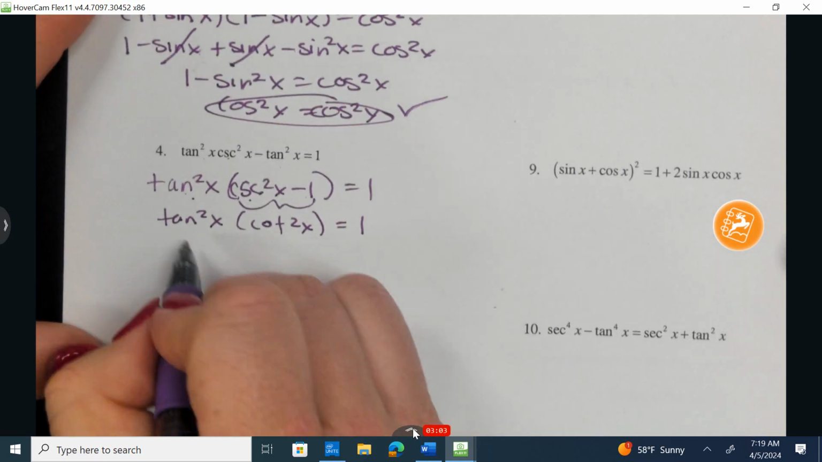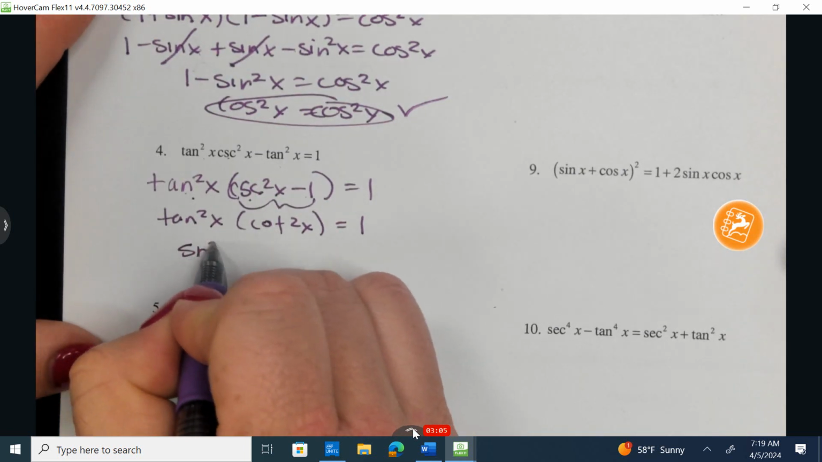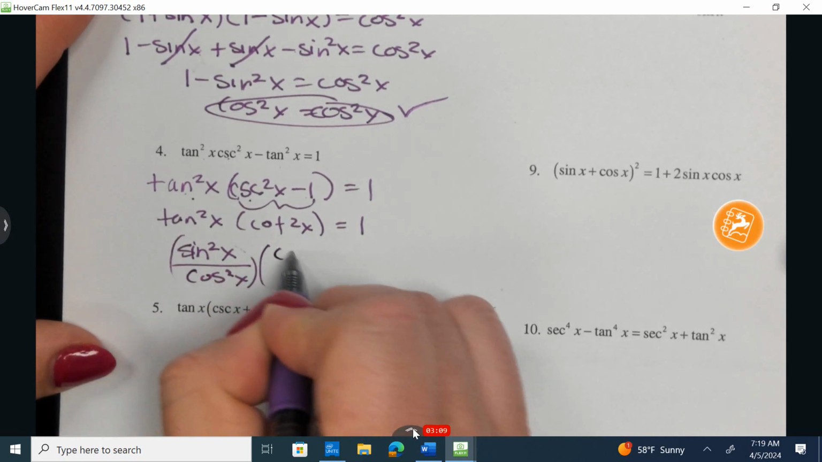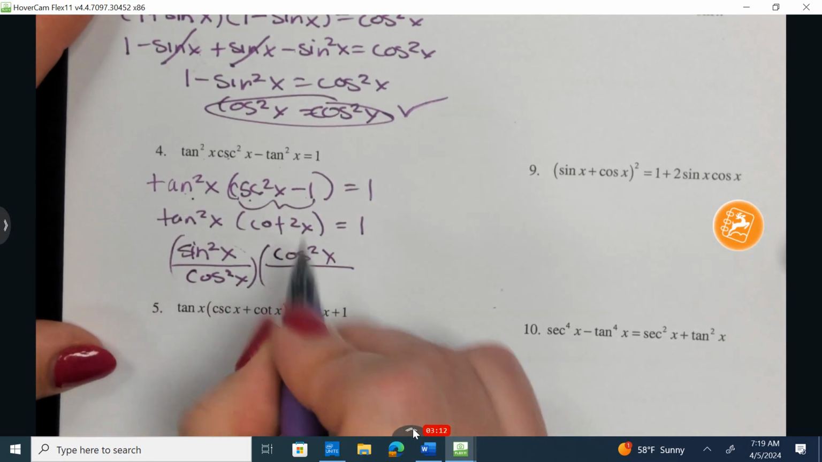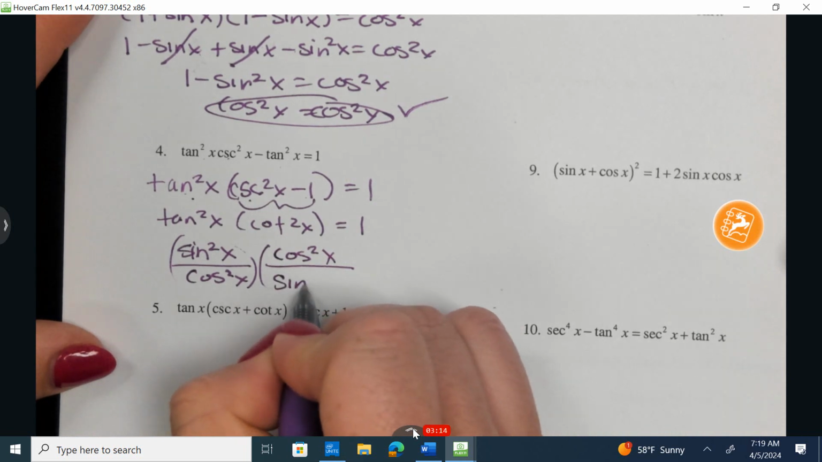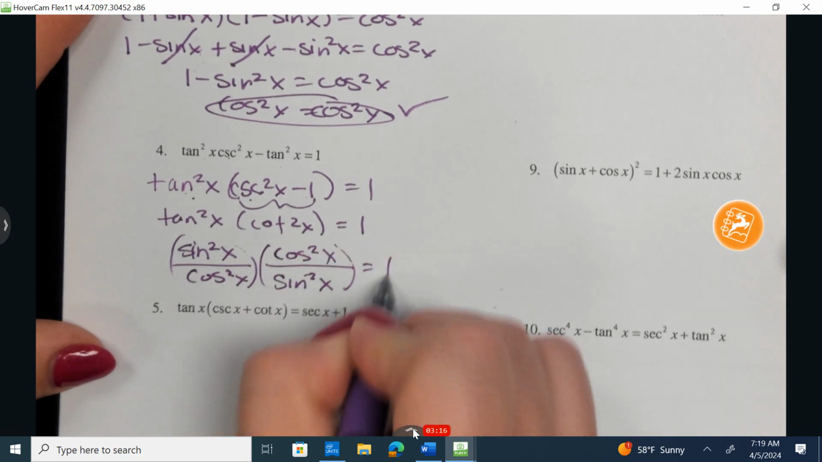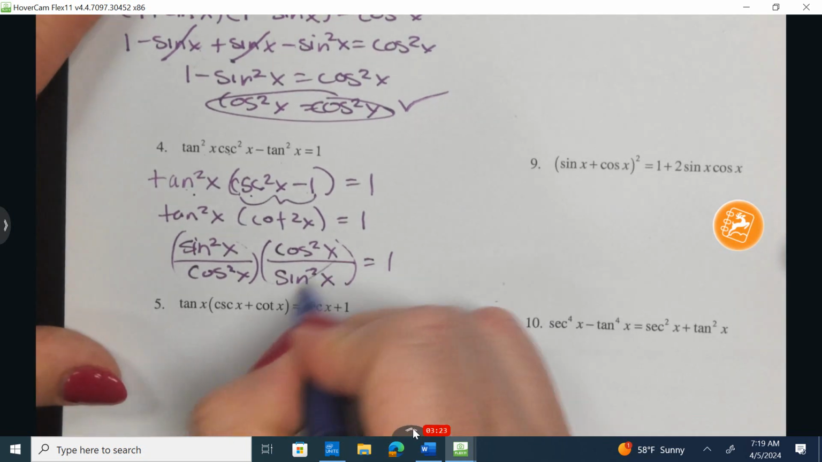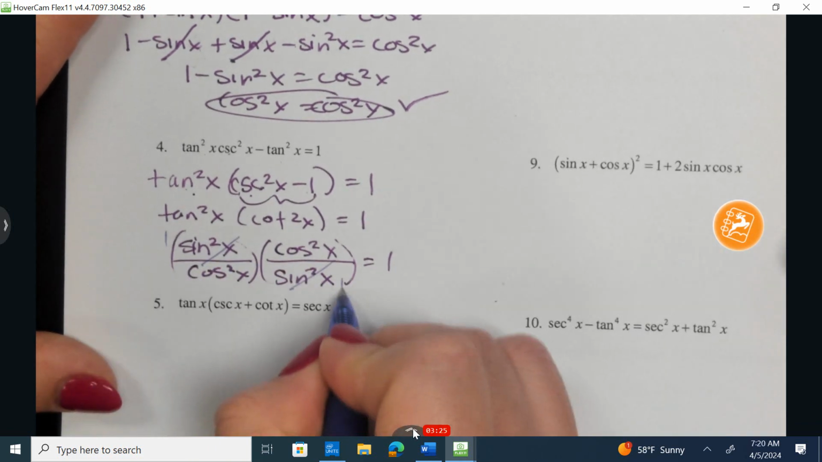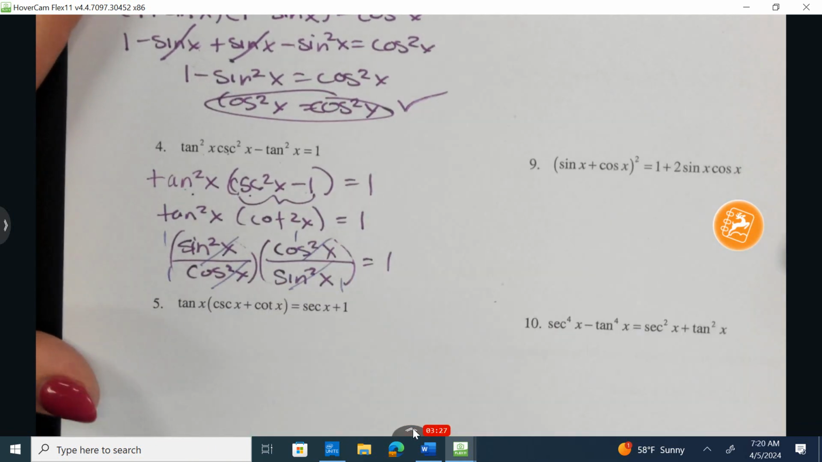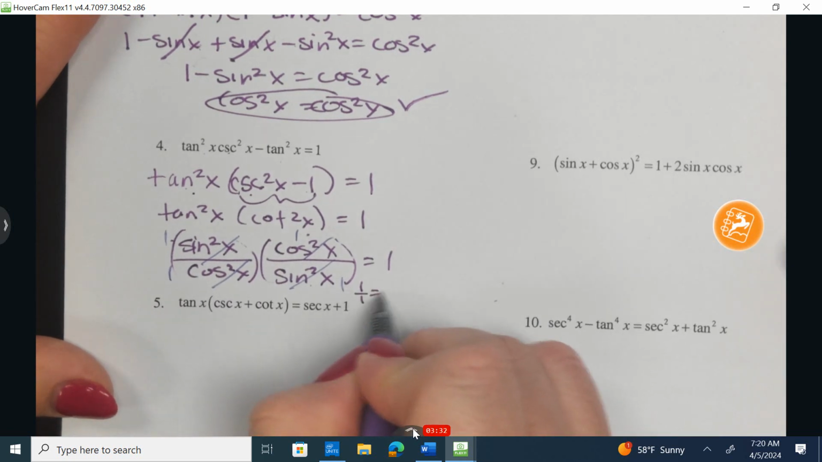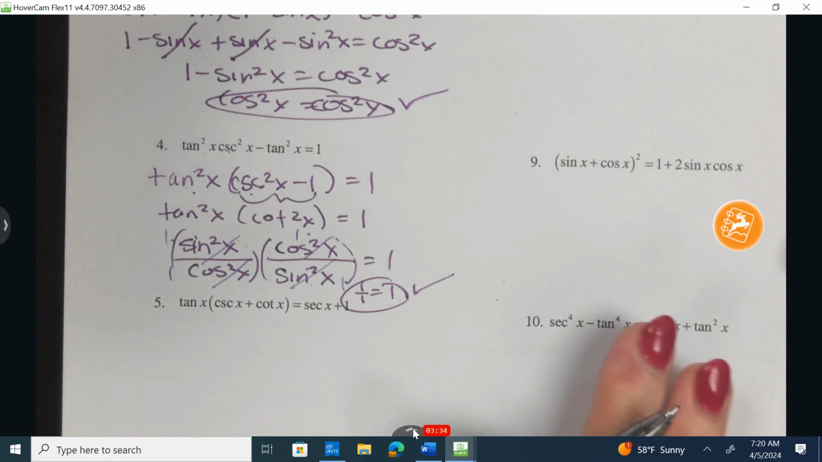Now I know that tangent squared is the same as sine squared over cosine squared. And cotangent squared is just going to be the reciprocal of that, cosine squared over sine squared. Okay, now I'll grab another color here. These don't just disappear, they're going to simplify into 1. And these don't just disappear, they simplify into 1. So I have 1 divided by 1 is equal to 1.